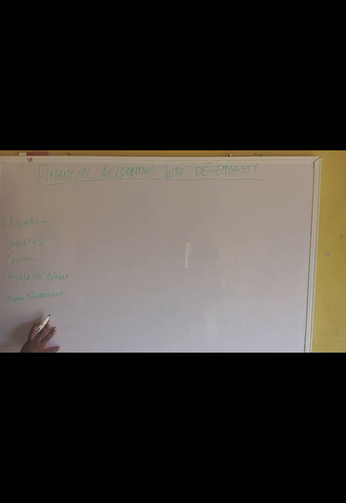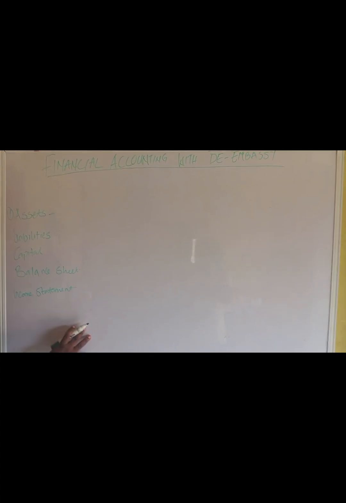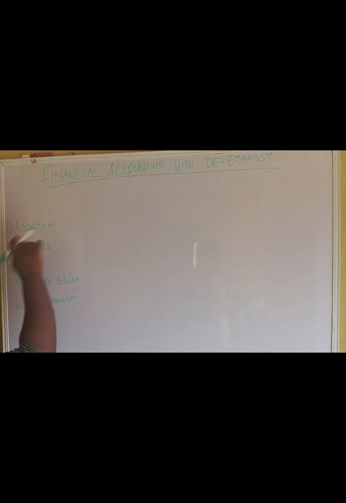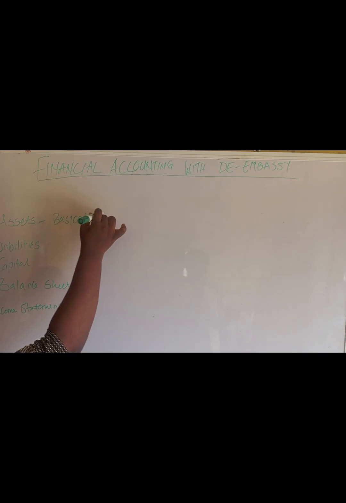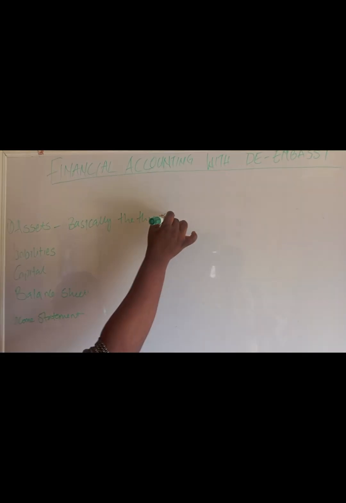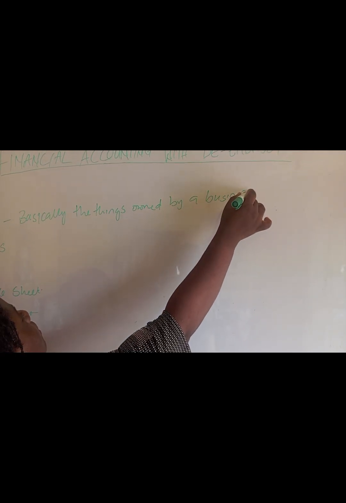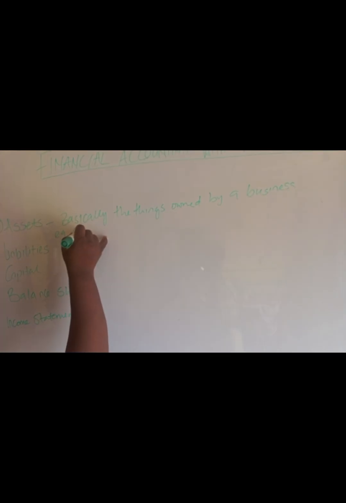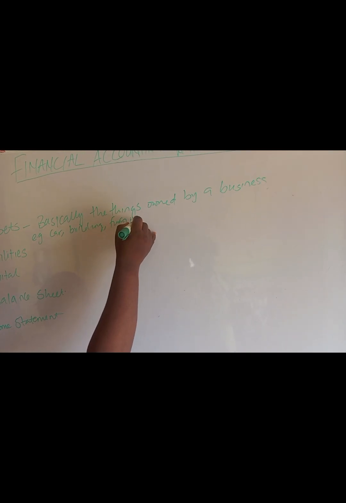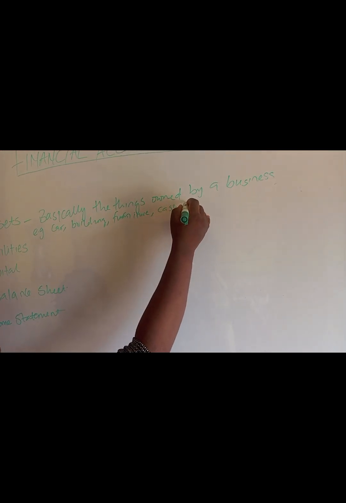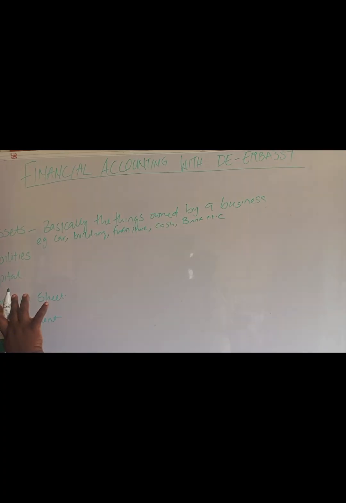Alright, welcome to class. I want us to understand these terminologies in accounting because they are going to serve as a background to what we will be learning in class. Number one, our assets. Our assets are basically the things owned by a business, e.g., your car, your building, your furniture, even your cash, your money in bank, etc. Basically, they are things that you own and you don't have to return back.